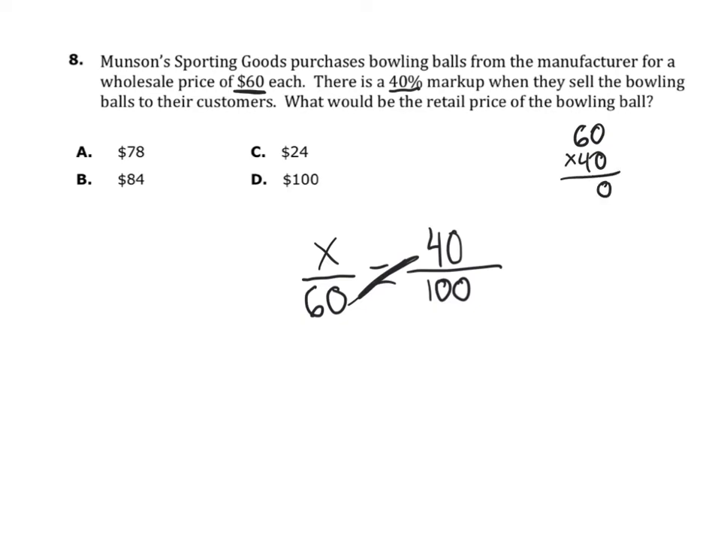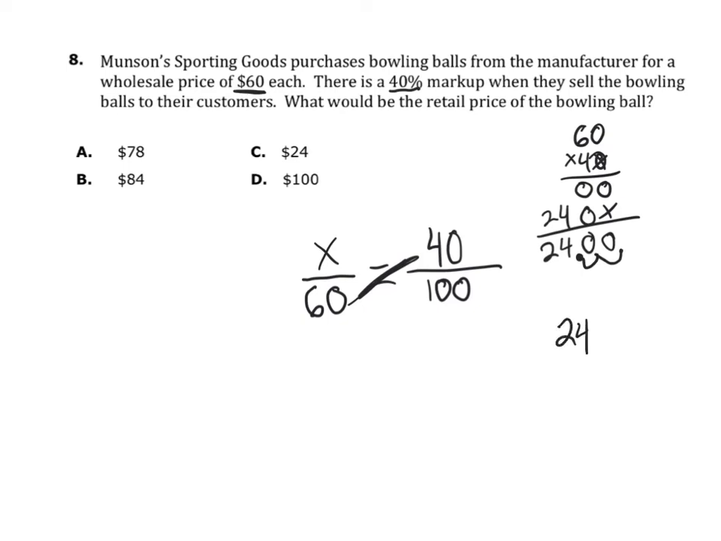So we get 0 times 0, 0 times 6, cross it out. 4 times 0, 4 times 6 is 24. So we get 2,400. Now we have to divide by 100. Anytime we divide by 100, we just have to move that decimal 2 places to the left. So we go 1, 2 to get 24.